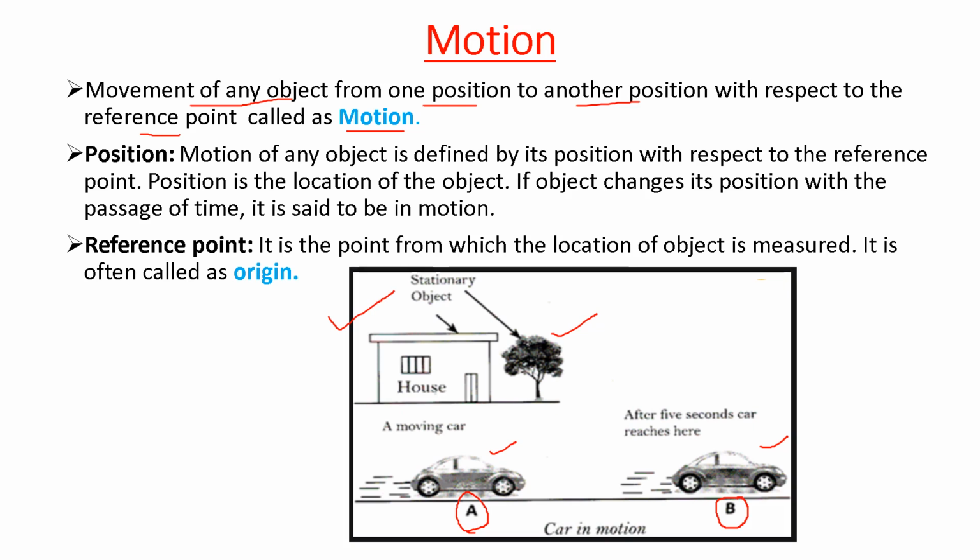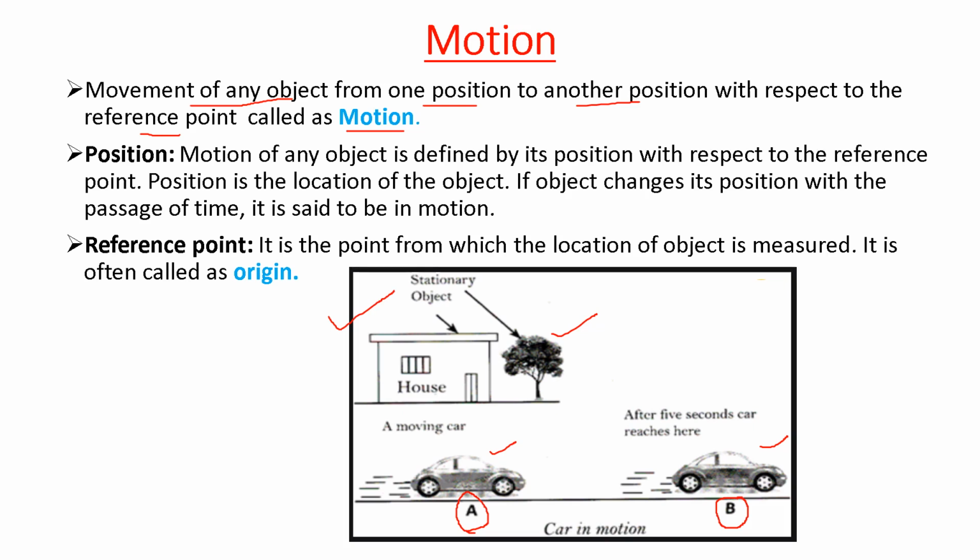We can take similar examples for a boy running or playing, or a bird flying. They all change their position with respect to a reference point. The reference point can be anything. It can be any stationary object like a house or a tree or a building or a pole, or even the person who is observing that object.